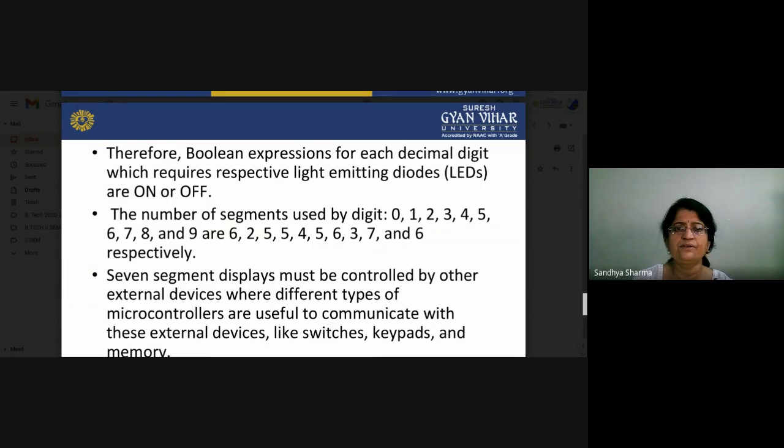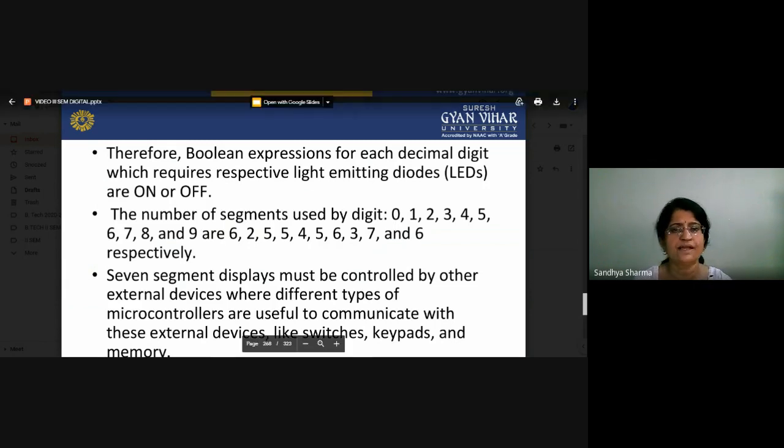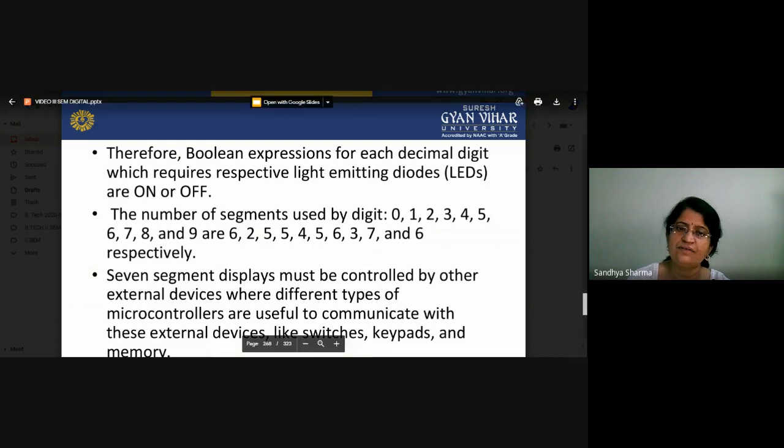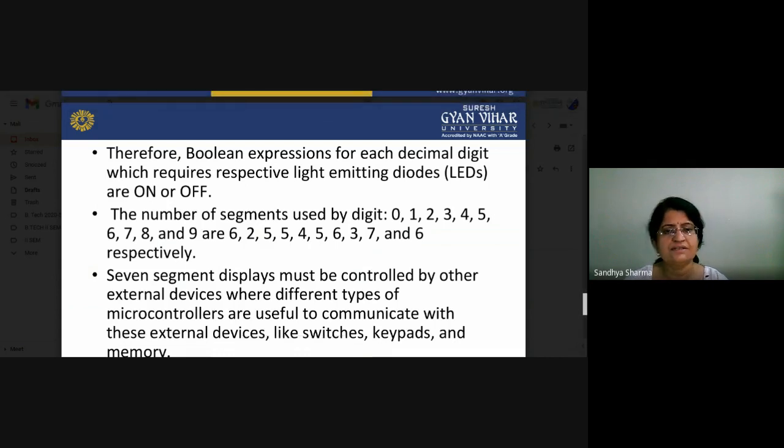So those are basically the different numbers. A 7-segment display must be controlled by other external devices, where different types of microcontrollers are useful to communicate with these external devices. So switches, keypads, and memory. These are the external devices which can be connected to your microcontroller. And then we can control other devices with the help of the 7-segment display.